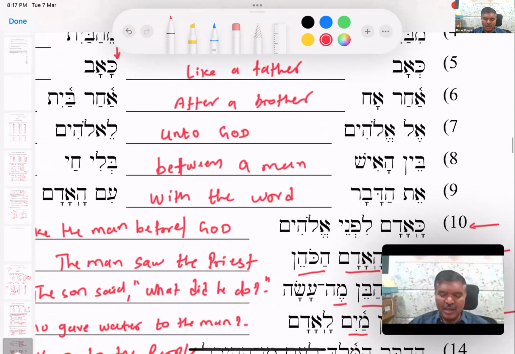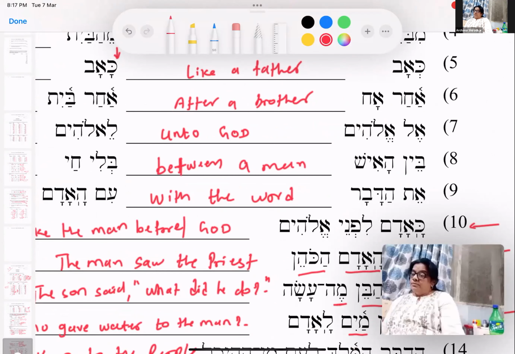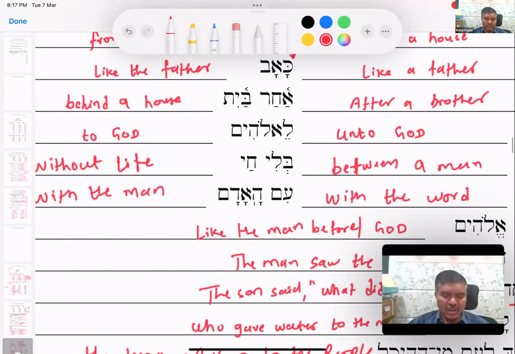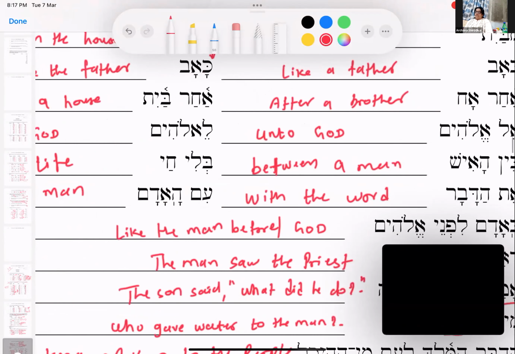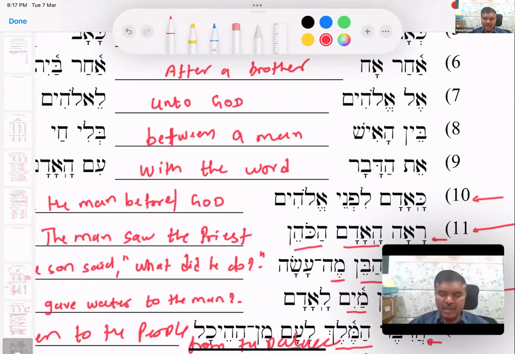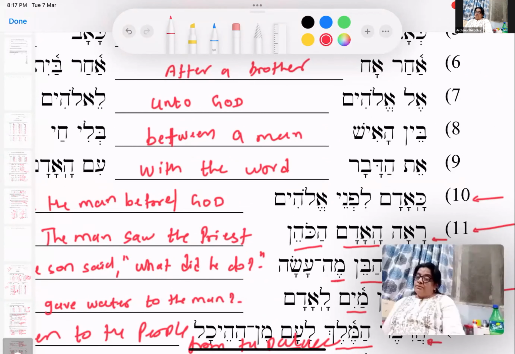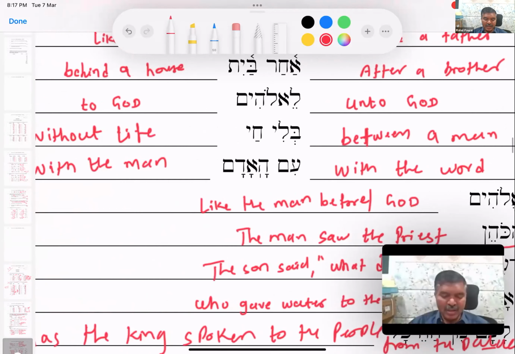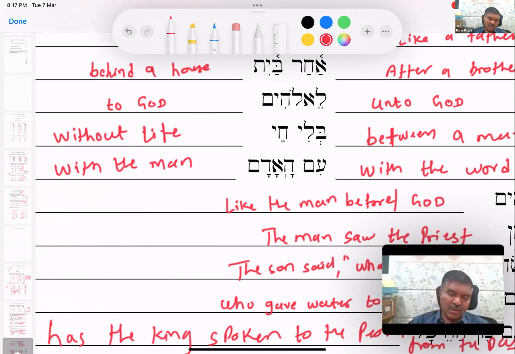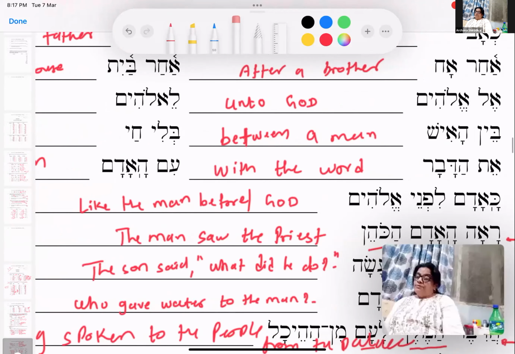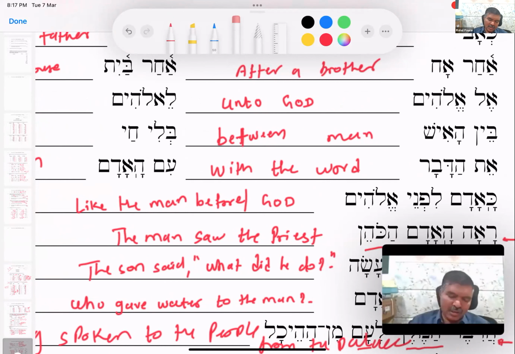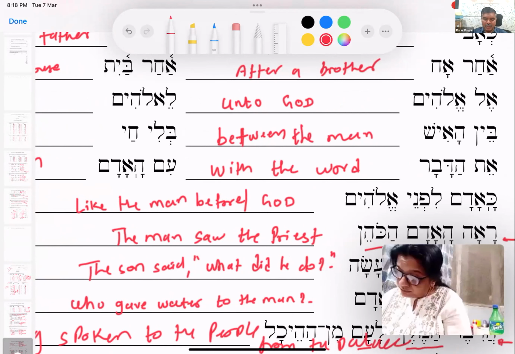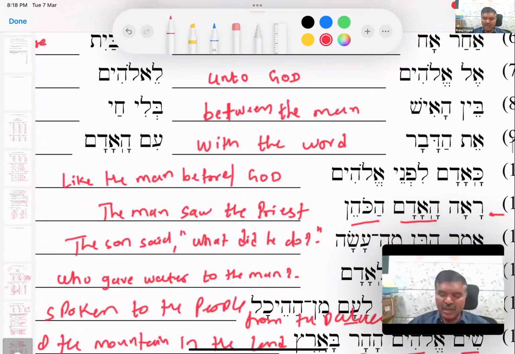Then El Elohim, unto God, and Elohim to God. Eighth one, Ben Ha'ish, between a man, or the man. Beli Kai, without life. Here, Ben Ha'ish is between the man because the article is there. Between the man.